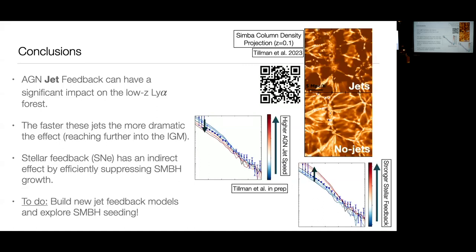Stellar feedback has an indirect effect because it can suppress the supermassive black hole growth. So this is getting into what we were talking about earlier, that these models can have degenerate effects with each other. They can be intertwined. You need to consider everything. And what I plan to work on next, hopefully, is to build new observationally motivated jet feedback models and explore supermassive black hole seeding to figure out what's going on, figure out how much we need to worry about this.